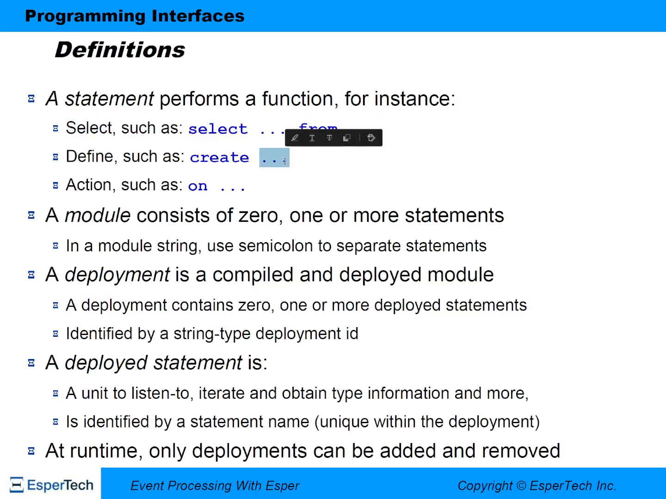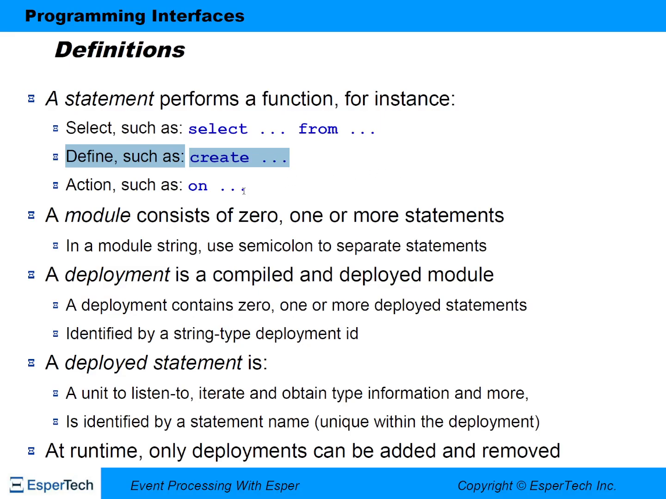The define statement defines a new event type, named window and more. This type of statement always starts with a create keyword. For instance, the EPL notebook and online tools had a create schema to define a new event type.